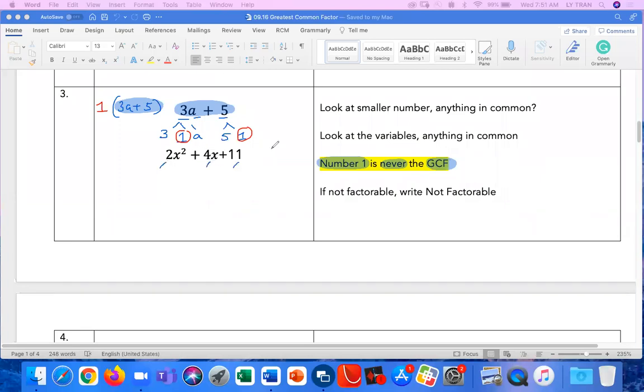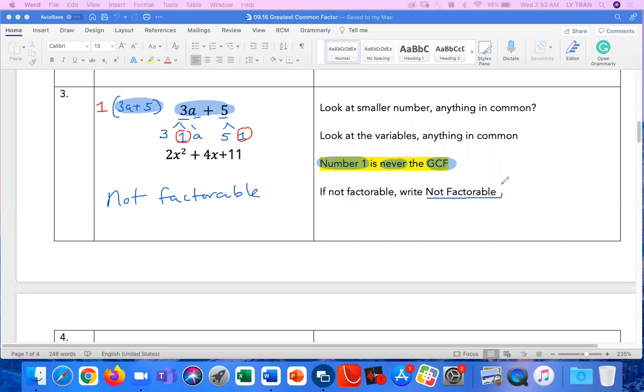Likewise, 2, 4, and 11 have nothing in common except 1. I've got x, they could have x, but this one doesn't have x. So for that reason, in this example, sometimes we have to accept that we can't do anything about it. So this is a not factorable situation.